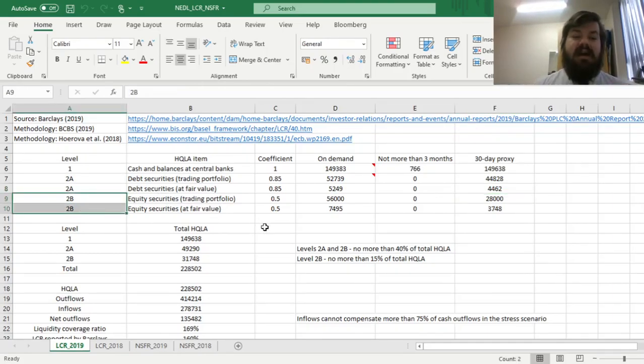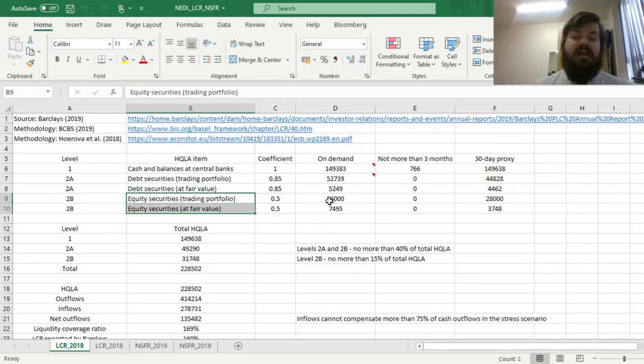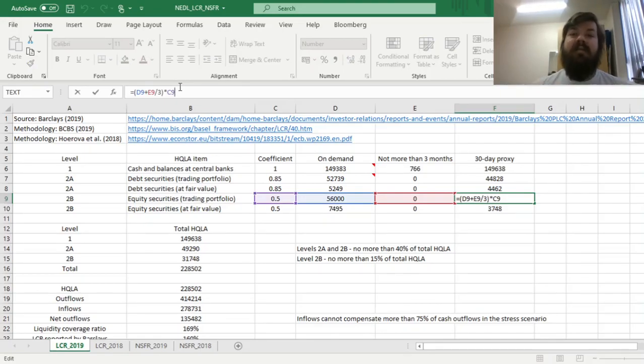Level 2B high quality liquid assets are assets that can be realized quite quickly, but that have higher drawdowns in a stress scenario, and that can be depressed in value to a greater extent if there is a fire sale. And those are generally equity securities, and we extract them from the same source, from assets and liabilities held at fair value and from the trading portfolio of Barclays, and get those adjusted values. So basically we slash those by half to be reasonably conservative and state that, well, even in the worst case scenario, we would be able to sell equities that we hold at half of their current value.